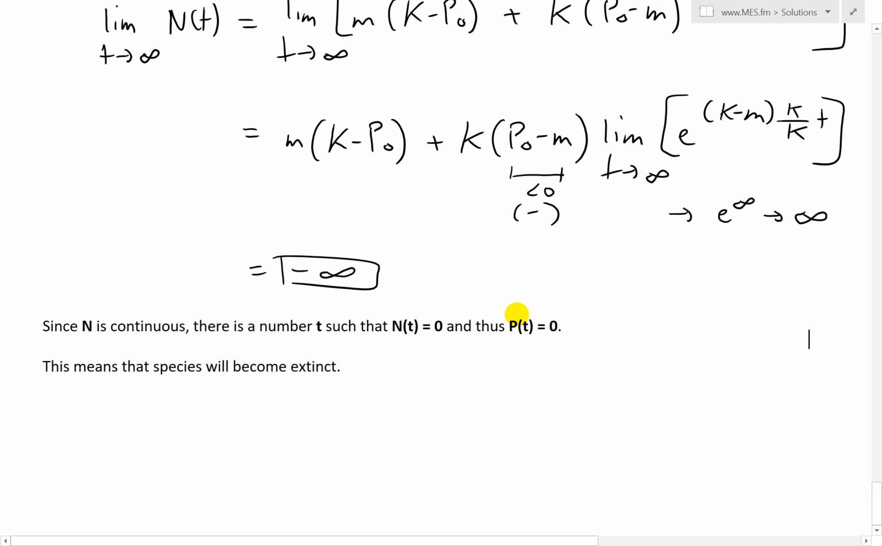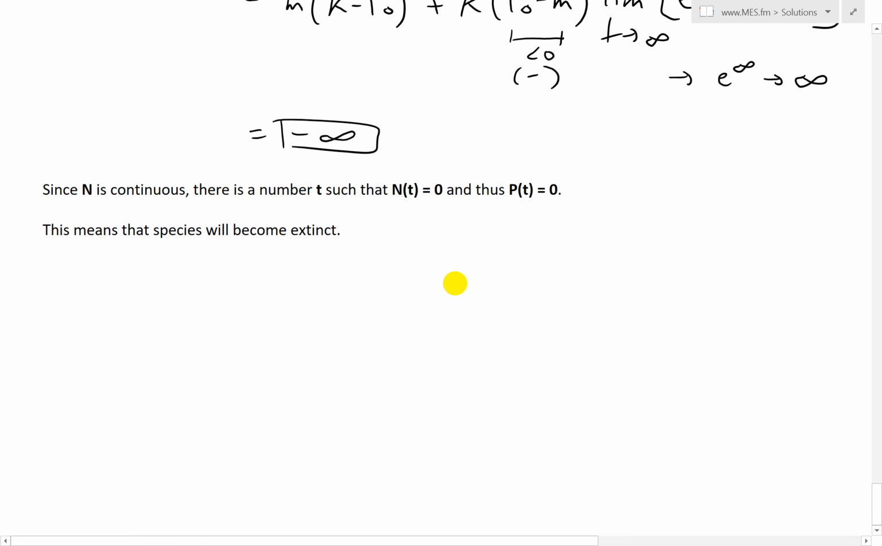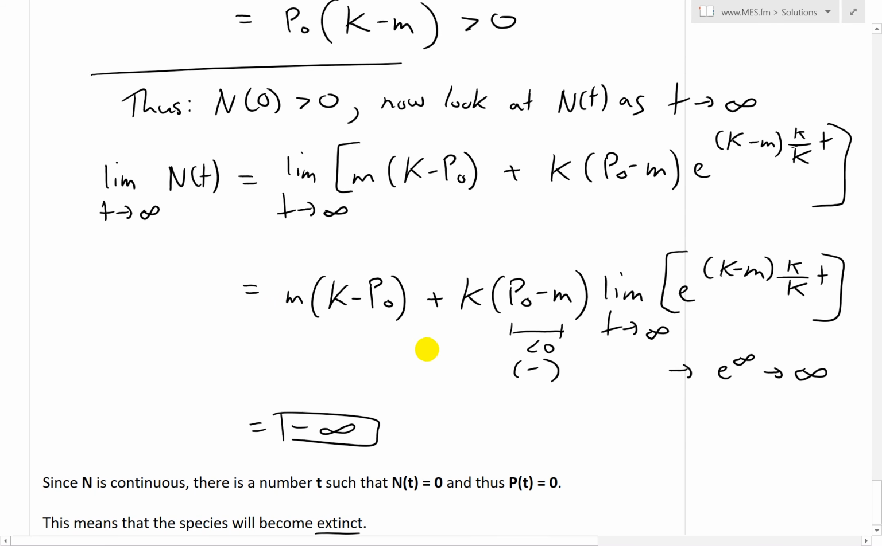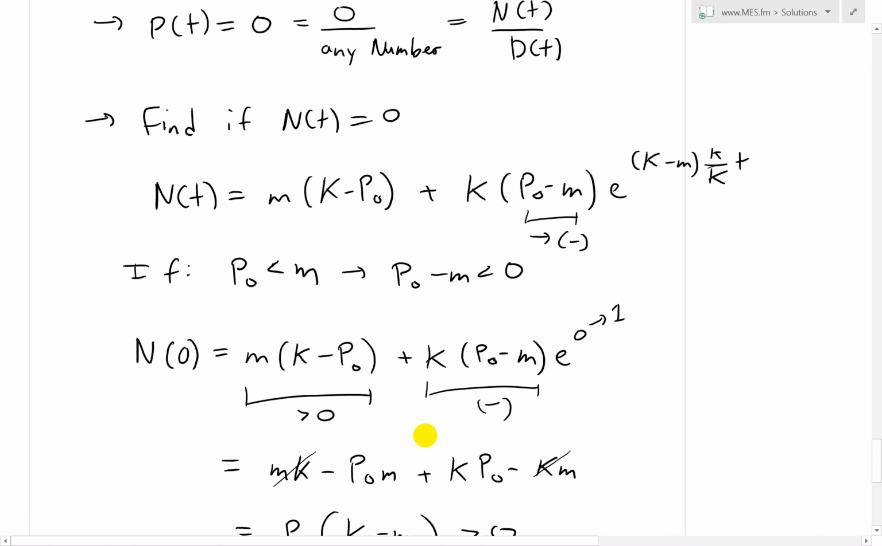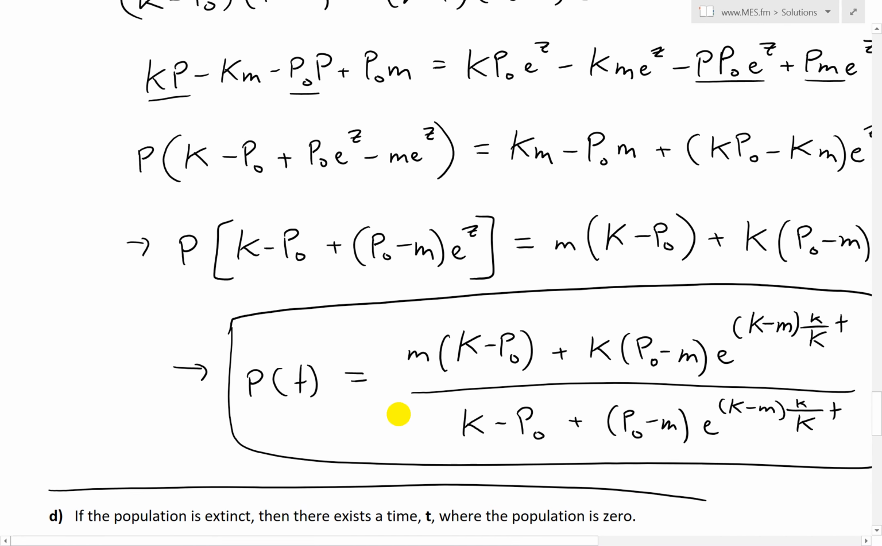So there is a number t such that it's 0, so that simply means, well, that the species will become extinct in that case, because eventually the numerator is going to be 0, which again, the numerator, if it's 0, then the population size can be 0 as well. Anyways, that is all for today.